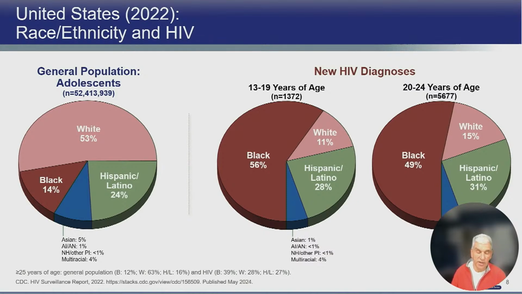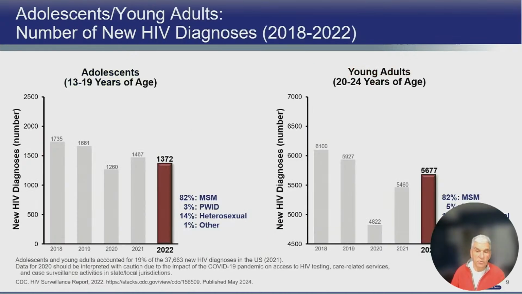So in Uganda, you're going to have to see which population is overrepresented and if there's any differences within your communities. The number of new diagnoses of adolescents is, for the most part, stable in the 13 to 19 group, but increasing in the 20 to 24 group, with the majority of them being men who have sex with men.